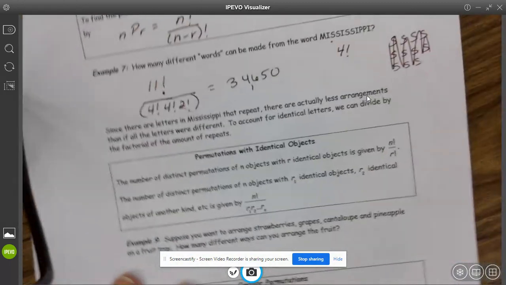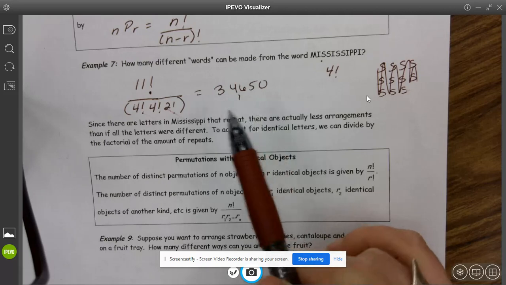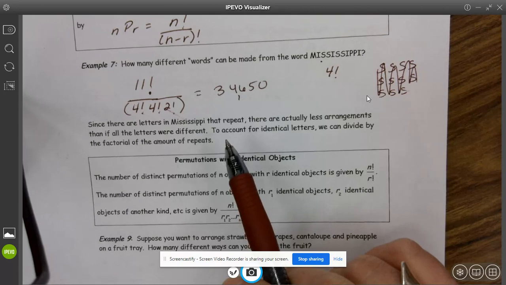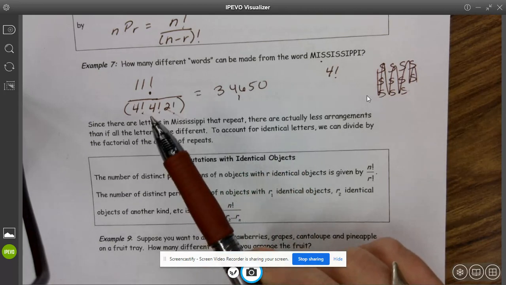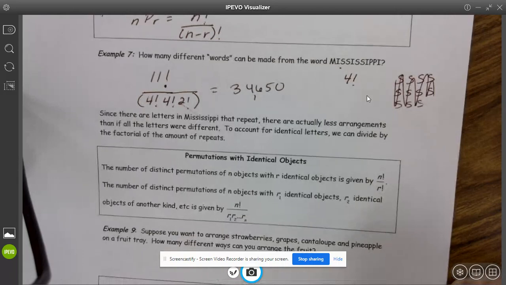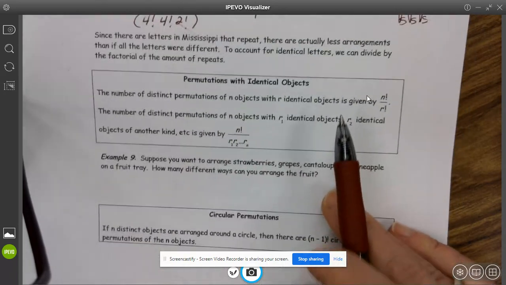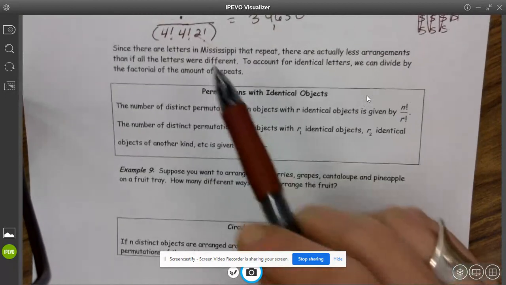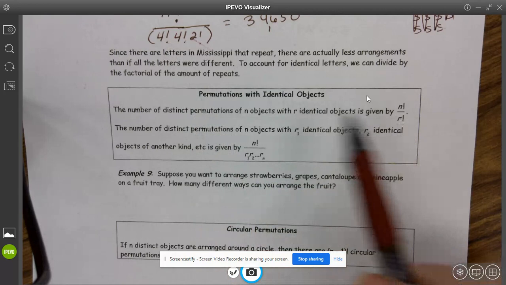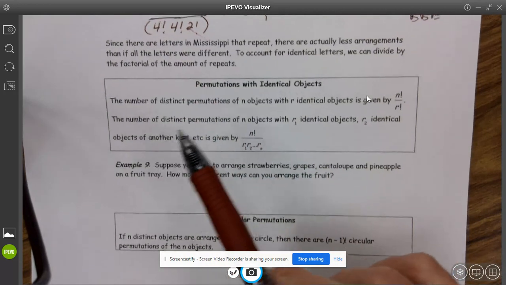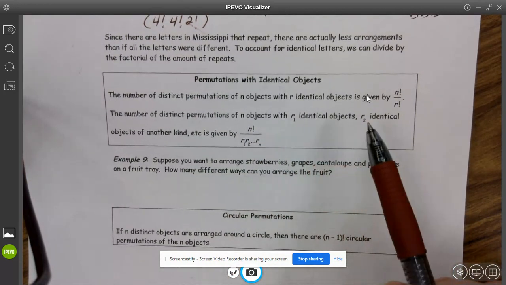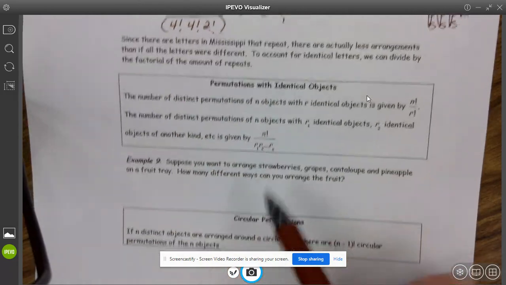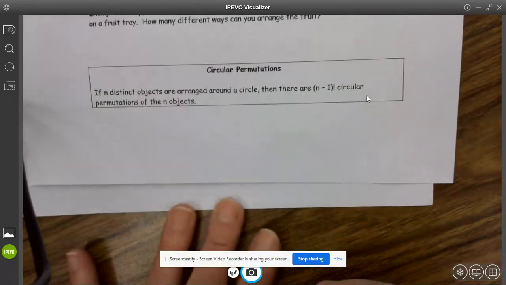Okay. It says since there are letters in Mississippi that repeat, there are actually fewer arrangements than if all the letters were different. To account for identical letters, we can divide by the factorial of the amount of repeats. Okay. All right. So the number of distinct permutations of n objects with identical ones, you just divide. You know what I mean? Get rid of it. The number of distinct permutations with r1 and r2 objects identical is all the different ones. Okay. So it's just reiterating what I said.